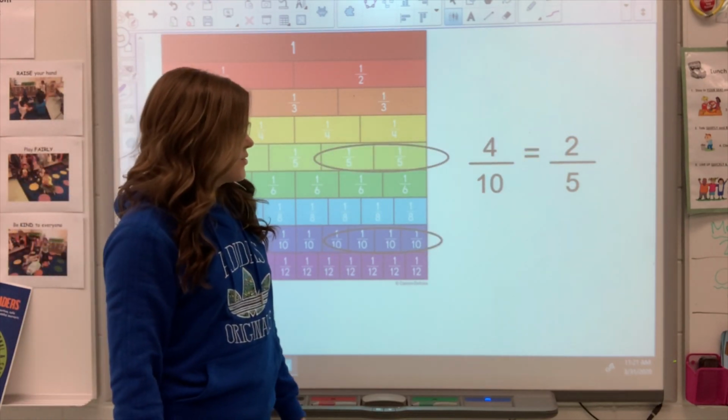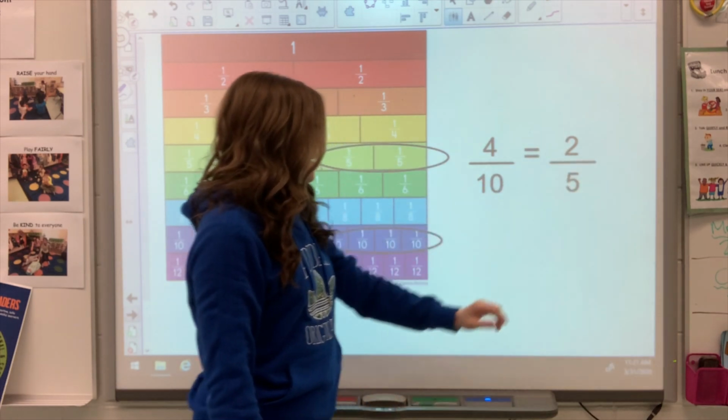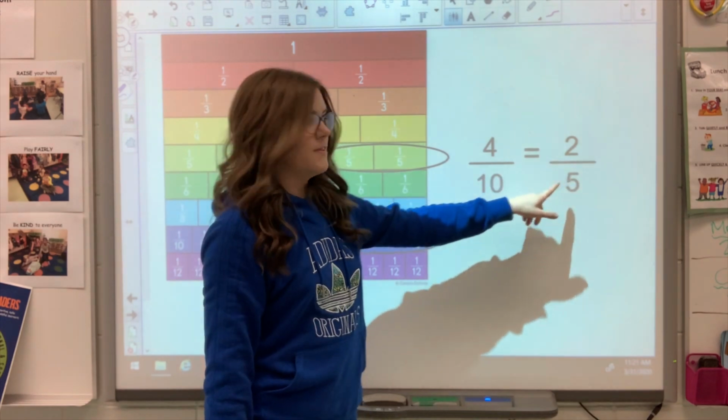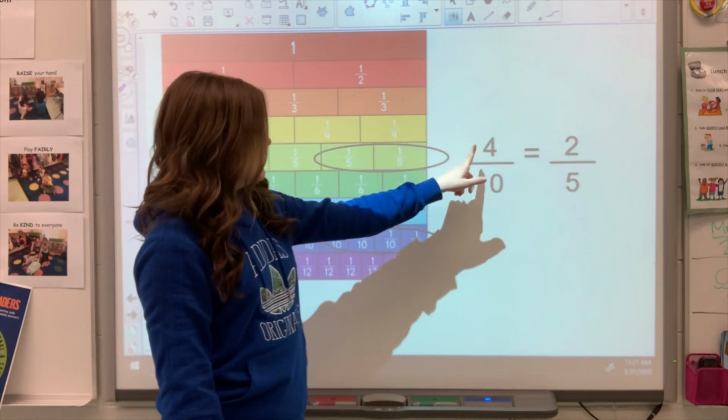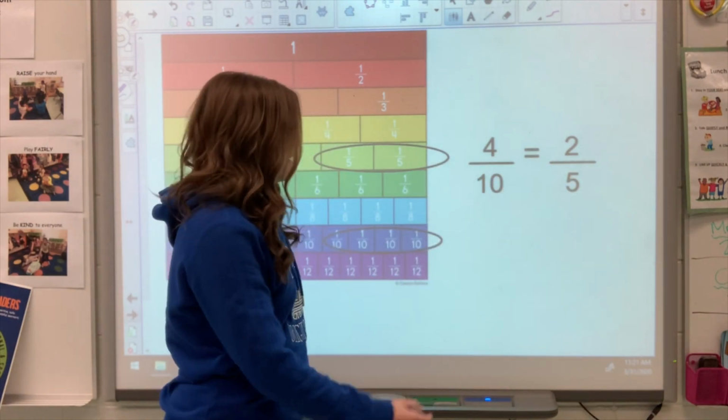Now this one here, we're going to do the same thing. We're going to go from our bigger numbers to our smaller numbers. So we're going to be comparing 4/10, so down here, with 2/5 right here, okay? So let's think, 2 to 4, how did I get there?